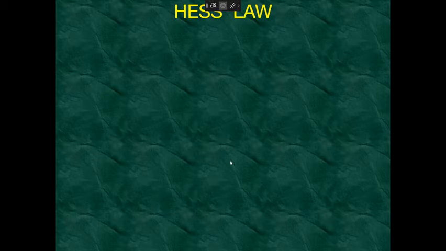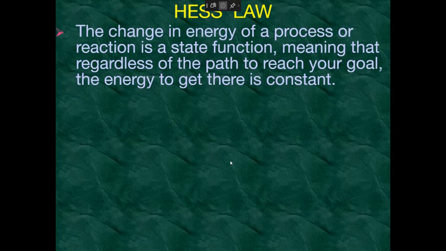All right, let's get ready. Let's dive into Hess's law. So the change in energy of a process or reaction is called a state function. That means regardless of the pathway to reach your goal, the energy to get there is constant. So that's a little bit difficult to understand because we're not used to state functions.